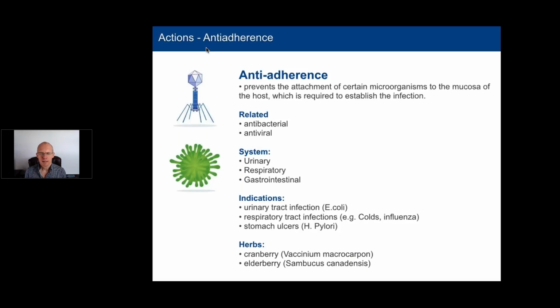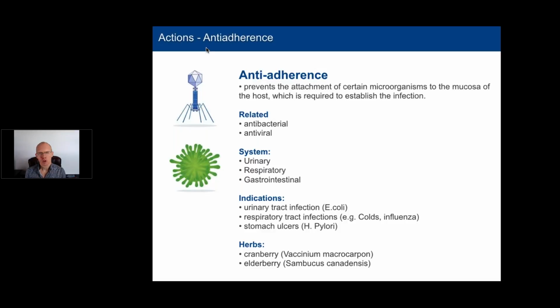Now, another important action related to fighting off infections is the anti-adherence action. What this means is that these herbs don't kill the virus or the bacteria directly, but rather they inhibit the binding of the virus or the bacteria to our cells, and that just means that they can't bind and they can't infect us, so they kind of just get washed out of the system. And this action is used for a couple different types of infections. One is used primarily for urinary tract infections.